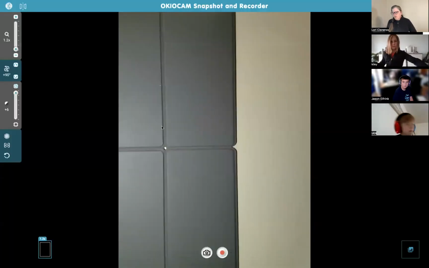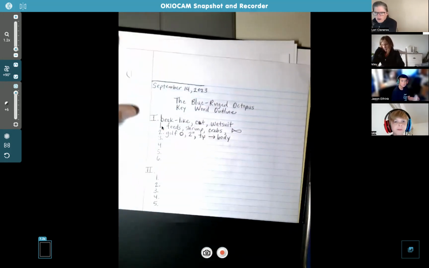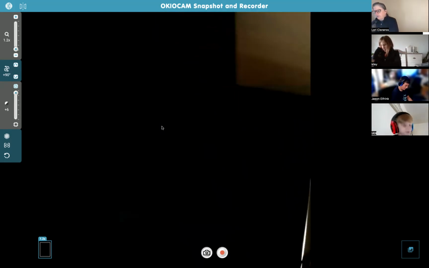So go ahead and get out your binders, and in the front pocket from last week, you should have the things we were working on with the blue ringed octopus. So basically what I want you to do is go to that front pocket right here and get out everything you have in that front pocket. Okay, that's what we're working on right now. Just take it out of the pocket.